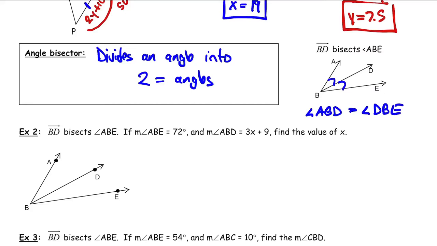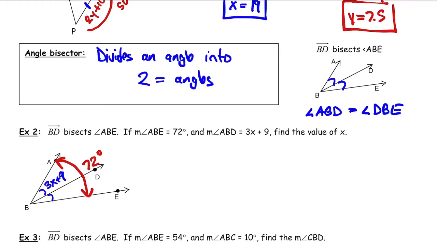Let's try an example that involves an angle bisector. BD bisects angle ABE. So exactly what we just talked about up above. First thing I'm going to do is mark those two angles equal. If the measure of angle ABE is 72, well, trace it. ABE is the whole angle. So the way I'm going to denote that is over on the outside of it, I'm going to put a big arc, and that's going to be 72 degrees. Then it says the measure of angle ABD is 3x plus 9. ABD, so that's this angle here, is 3x plus 9. Find the value of x.